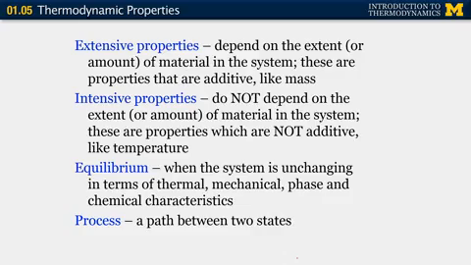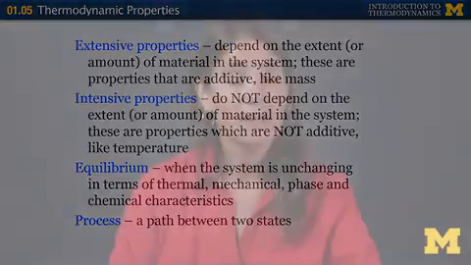Intensive properties do not depend on the amount of material present. These are properties which are not additive, things like pressure or temperature. If I have my brick and then I have another brick at the same temperature, the mass of the system is twice as much. Let's say they're two bricks of the same size, but the temperature of the bricks is the same. So temperature is not an additive property.